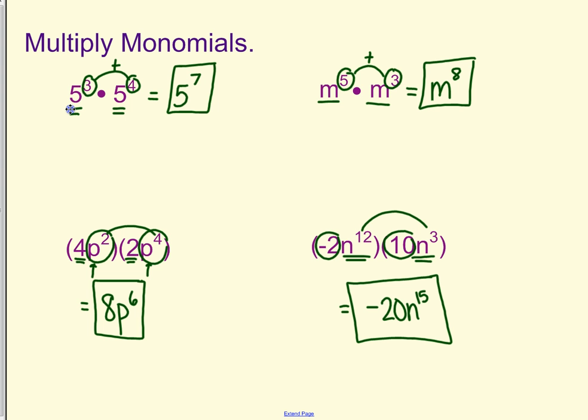So when you're multiplying monomials, keep your base the same, add the exponents.